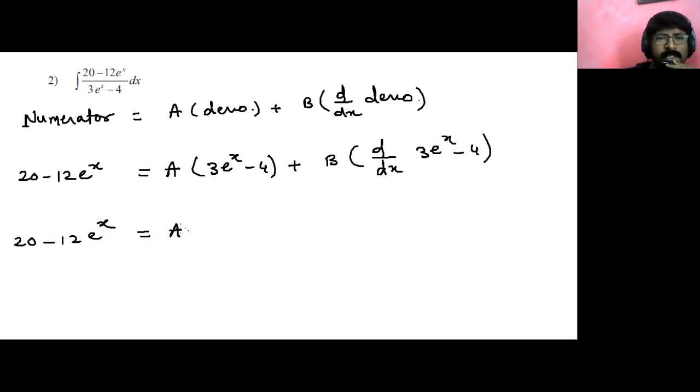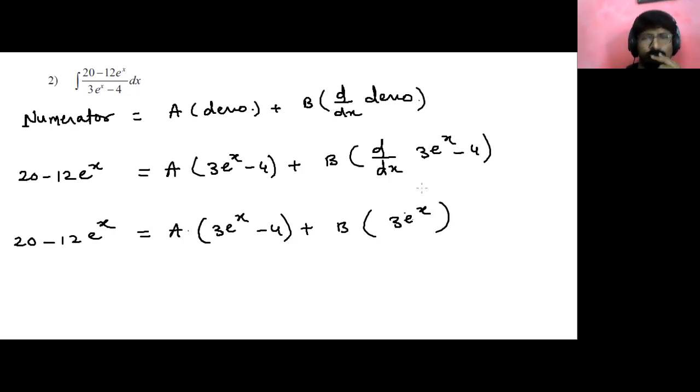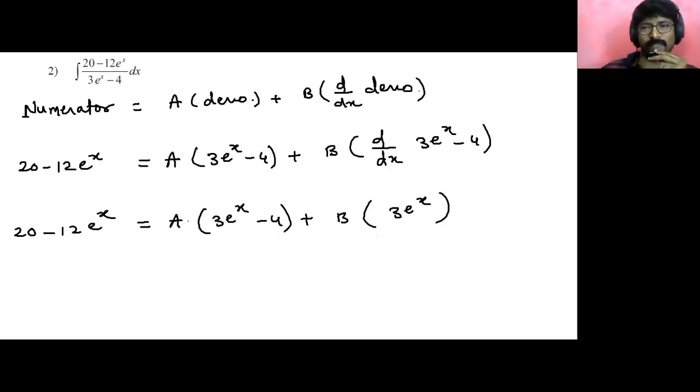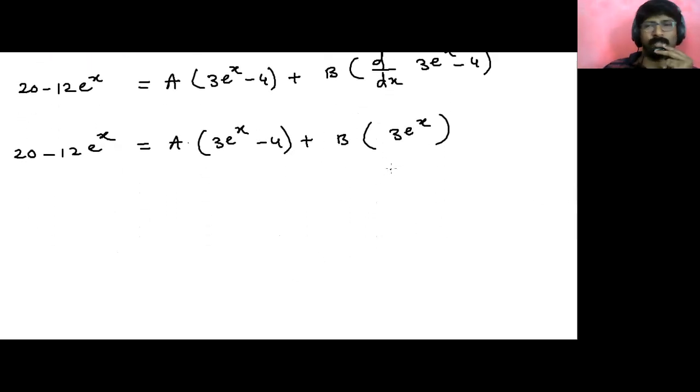Nothing more is to be done. A into 3 e power x minus 4 plus b into the derivative of 3 e power x. Because 3 is a constant and the derivative of e power x is e power x itself, and the derivative of minus 4 is 0, so there is no need to write anything. And in case, guys, you don't know how to find derivatives, go watch my derivatives playlist. You'll get all the videos in the playlist of derivatives.